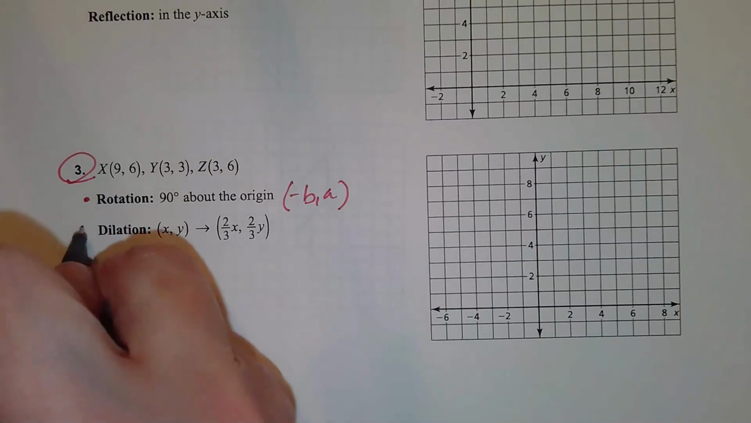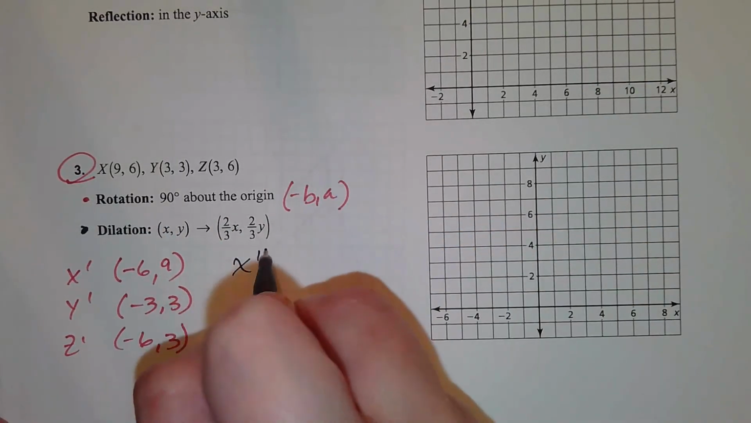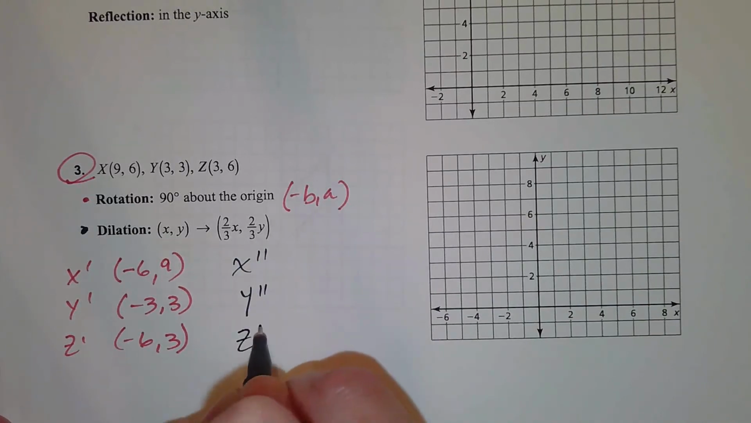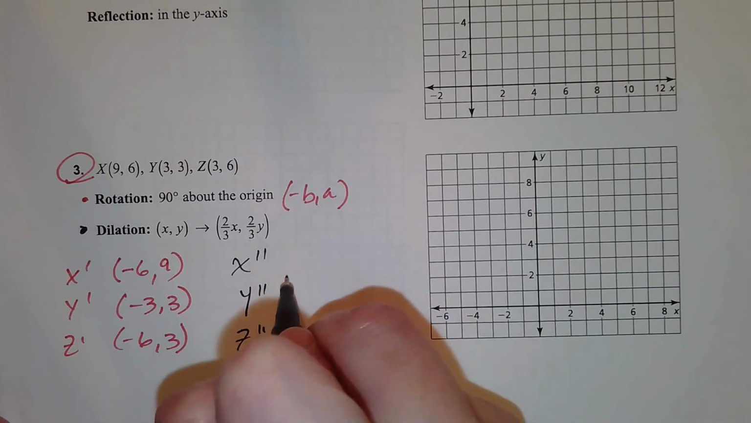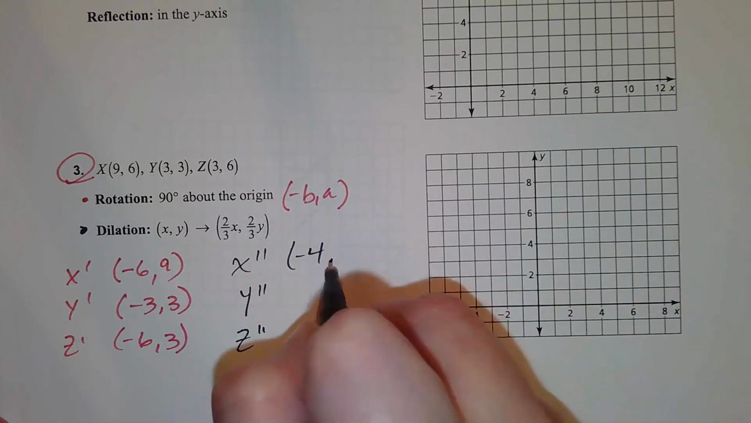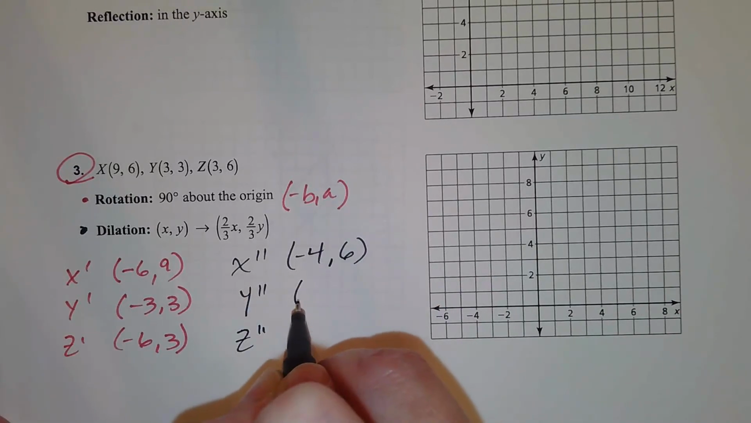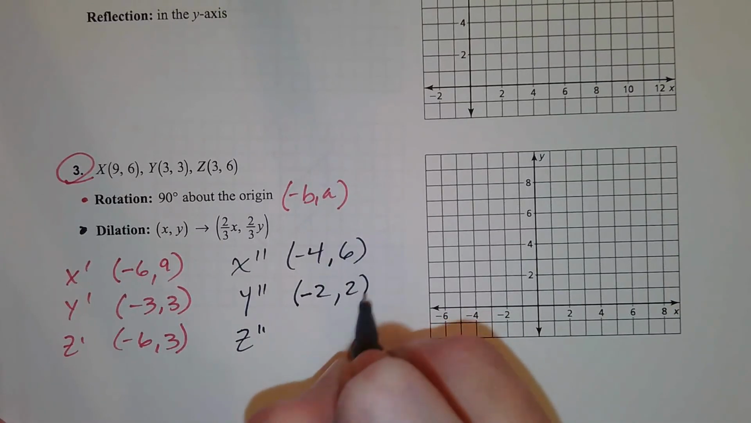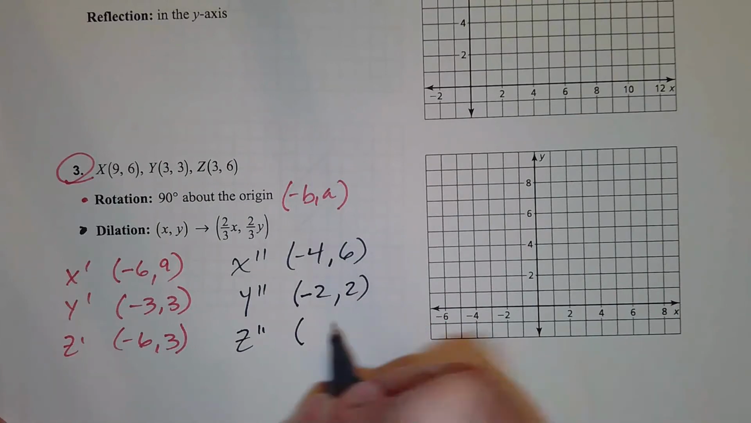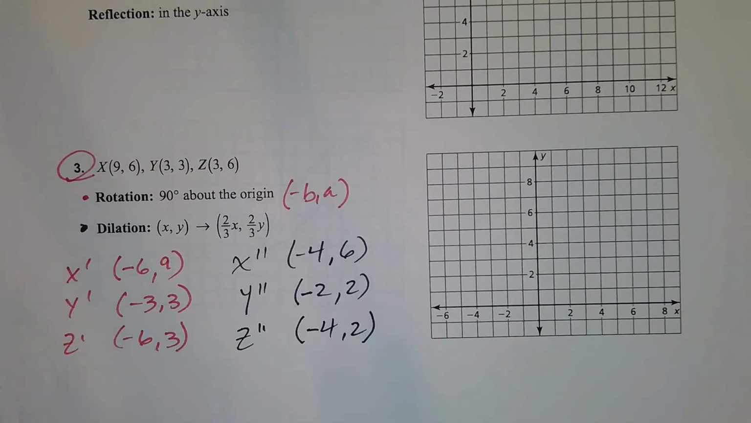Which is that rotation. Now I'm going to multiply everything by 2/3 because I'm going to do a dilation. So I should be getting a smaller image because it's a reduction. So if I multiply by 2/3, what do I get? So that's negative 2, so negative 4, and then 6, and then this would be negative 2, and this would be 2, and then this would be negative 4 and 2. All right, I'm going to go ahead and graph the original and then graph the final image, and then we should be done.